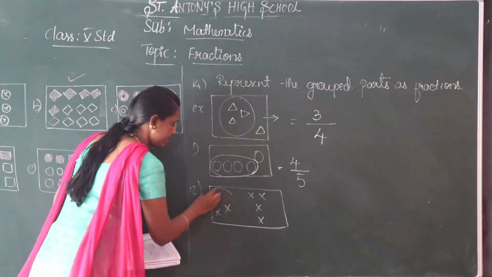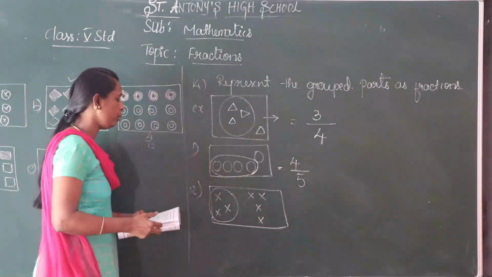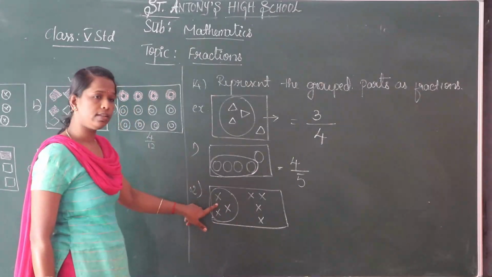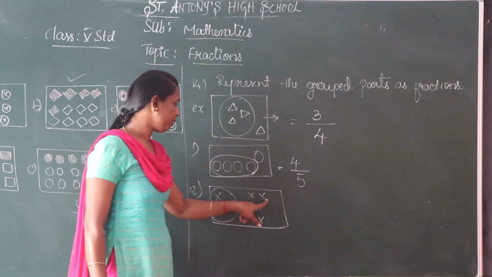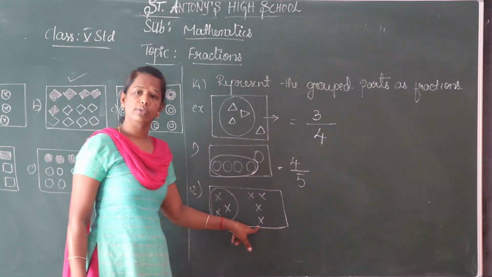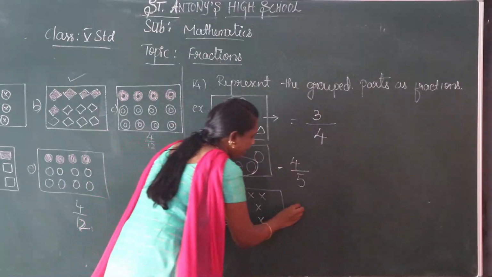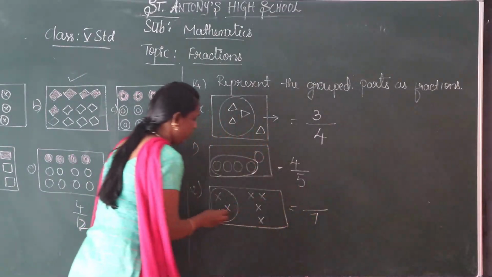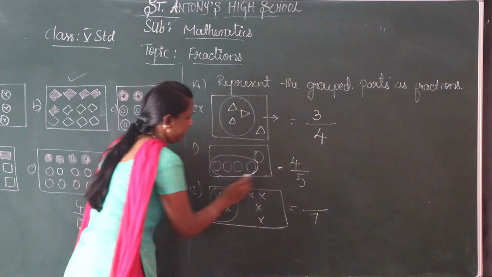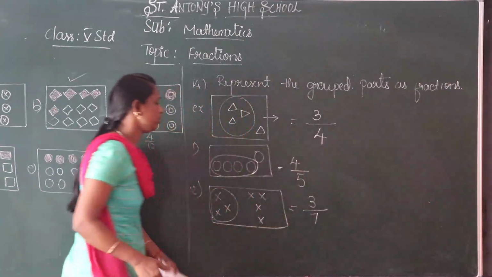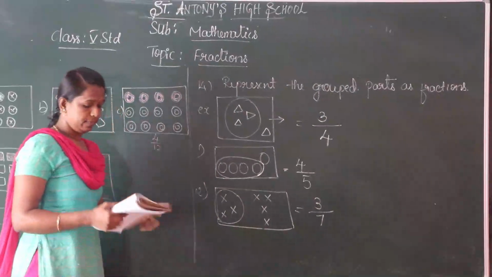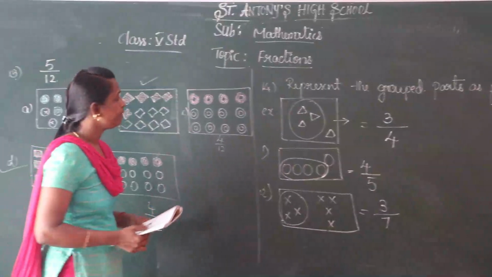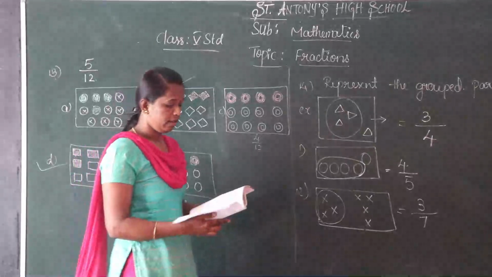Next, the third question. Here they are grouped into 3 crosses. The total number of crosses is 1, 2, 3, 4, 5, 6, 7. So 7 is the denominator, and the numerator is 3. So the fraction for this figure is 3 by 7. So this is the first exercise.